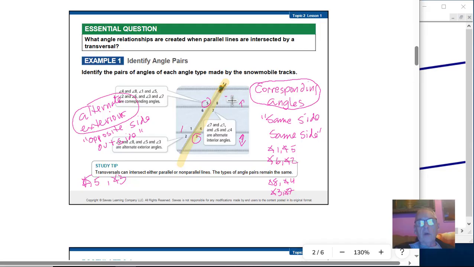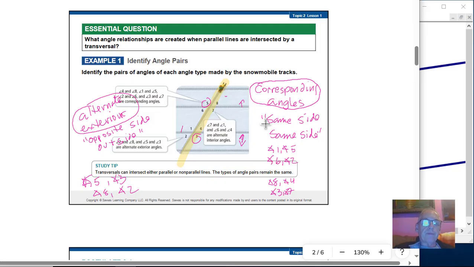As would angle 8 and angle 2. They're opposite sides of the transversal, outside the lines that are crossed. Corresponding angles, same side of the transversal, like both to the right and below, 7 and 3. Both to the right and above, 4 and 8. To the left and above, 1 and 5. To the left and below, 2 and 6. We would call those corresponding. Alternate exterior, outside, opposite sides of the transversal line.